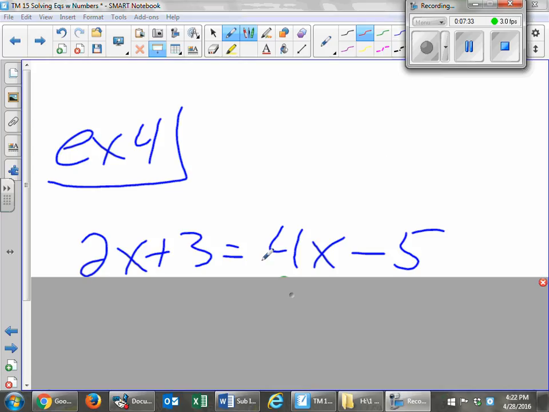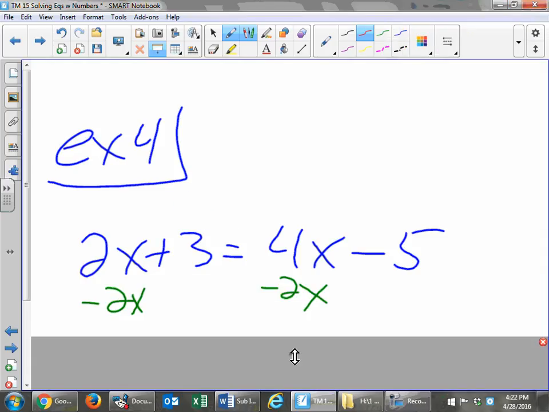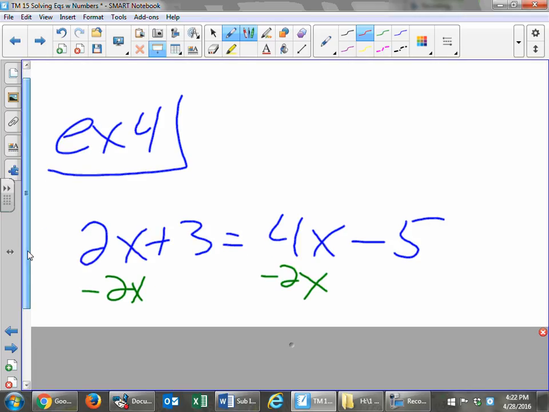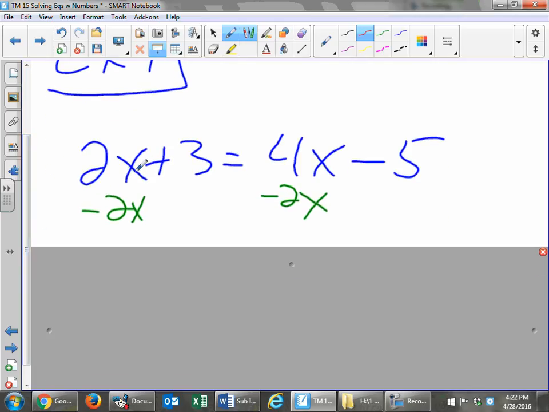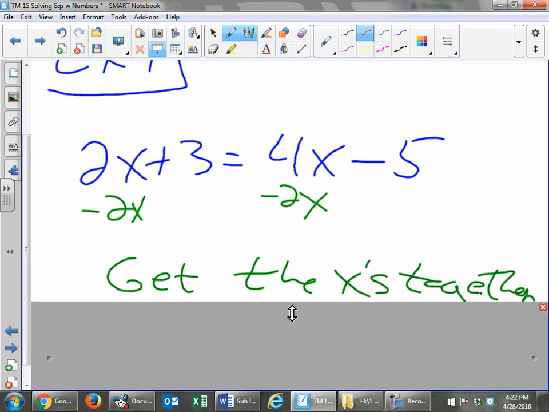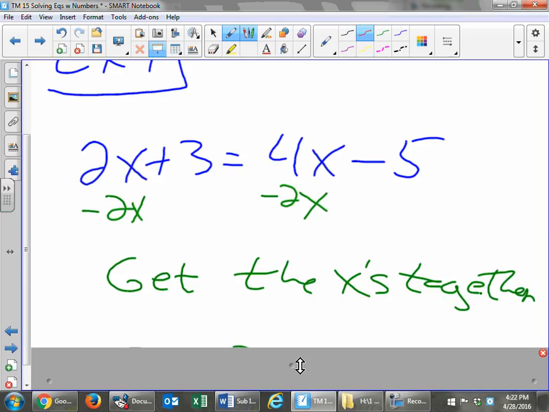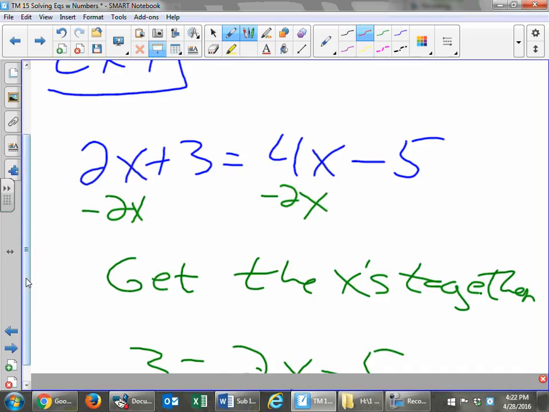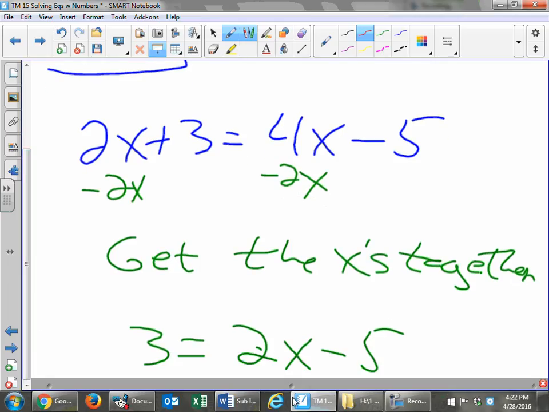Another weird question is when I have x's all over the place, I can't really solve for x because was it this x or is it that x? So this is where Mr. Hummel's little metaphor of throwing stuff over the river comes in. Of course, if you're going to throw it, you pick up the lighter one. So we're going to throw the 2x over the river and get the x's together beforehand. And then I wind up with 3 equals 2x minus 5, and I make my arrow diagram from that.